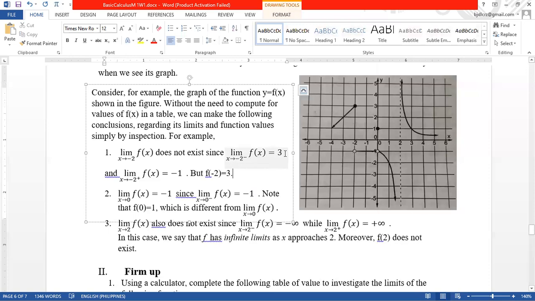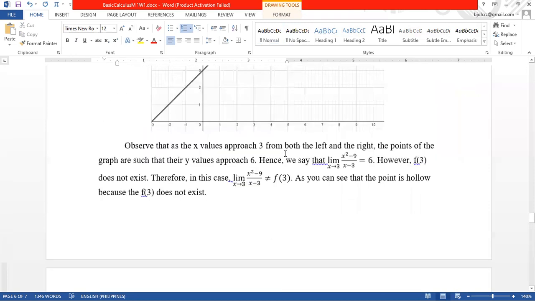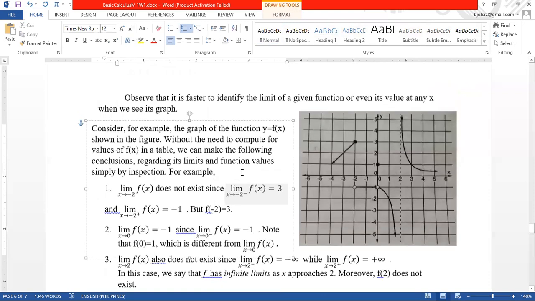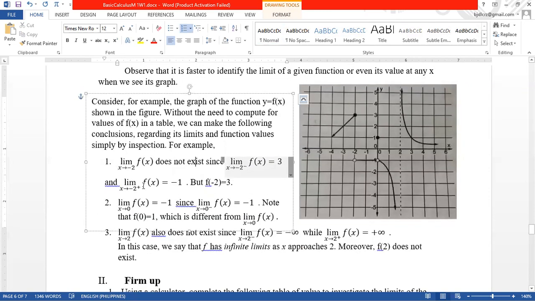Since ang atuang f of x as x approaches to negative 2 from the left is 3, and from the right is negative 1, diretso na butangan ang atuang limit of f of x as x approaches to negative 2 og DNE. So it doesn't exist. Kaya sa rule sa taas, if dili gani siya equal, DNE ang ibutang. Dili equal ang from the left, dili equal ang from the right, DNE diretso.